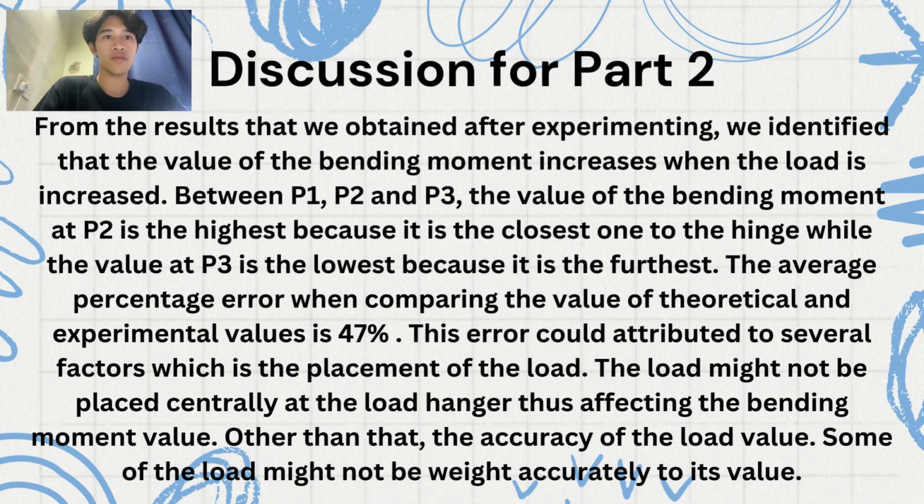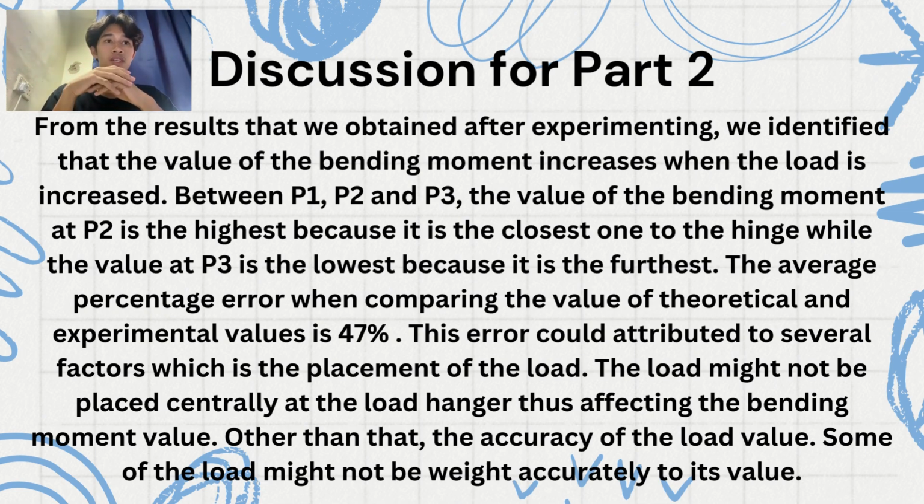And then for part 2 of the experiment, which is when the variable is the difference of load, we obtain that the value of the bending moment will increase when the load is increased. So the higher the weight we put on the load hanger, the higher the bending moment is. Between P1, P2 and P3, the value of the bending moment at P2 is the highest, which is the one that we fixed at the middle, the closest to the hinge.